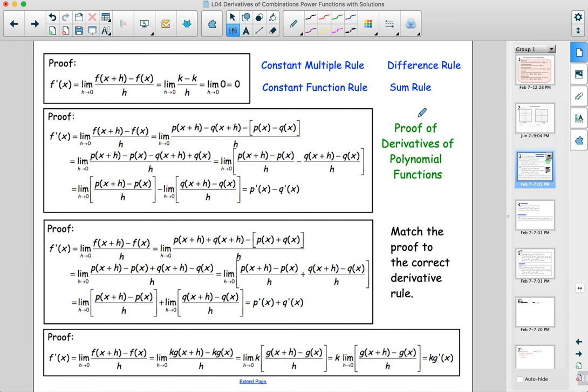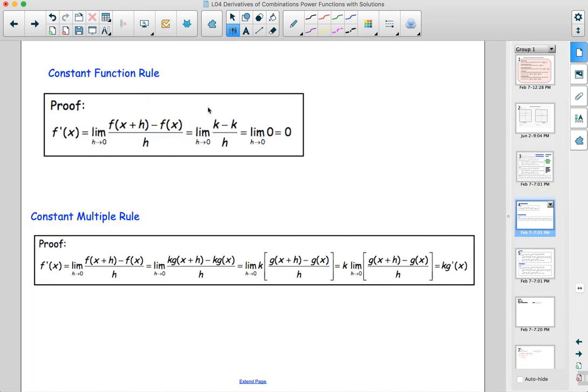All right, so the purpose of this slide would be, if I was presenting to you in class, I'd have you match up the proofs. I don't really like you to do the teacher says that the difference rule is this without proving it. So these are the proofs. One is the constant multiple, one's the constant function, one's the difference, and one's the sum. You're going to match the proof to the correct rule. Again, if you want more time to think, you can be in charge of the timing. I'm sort of just going to move forward here.